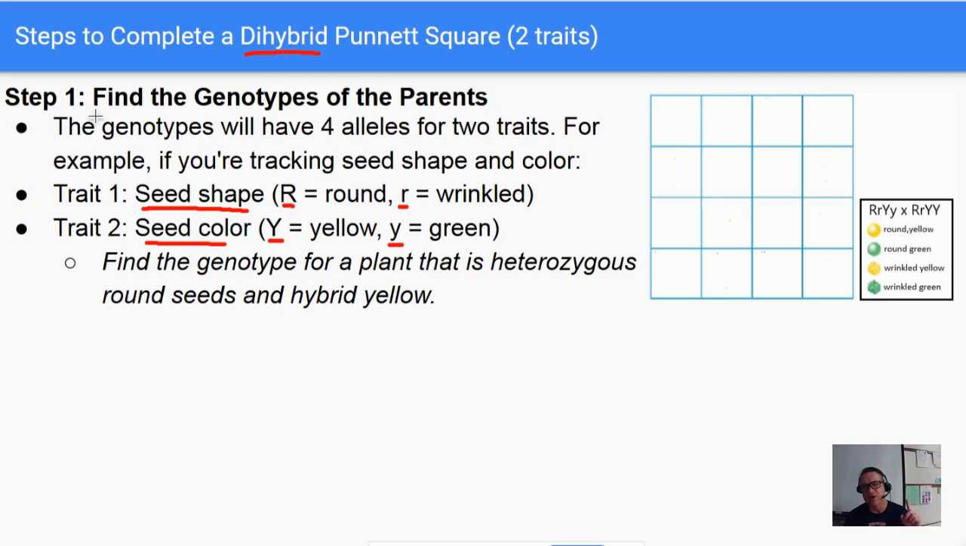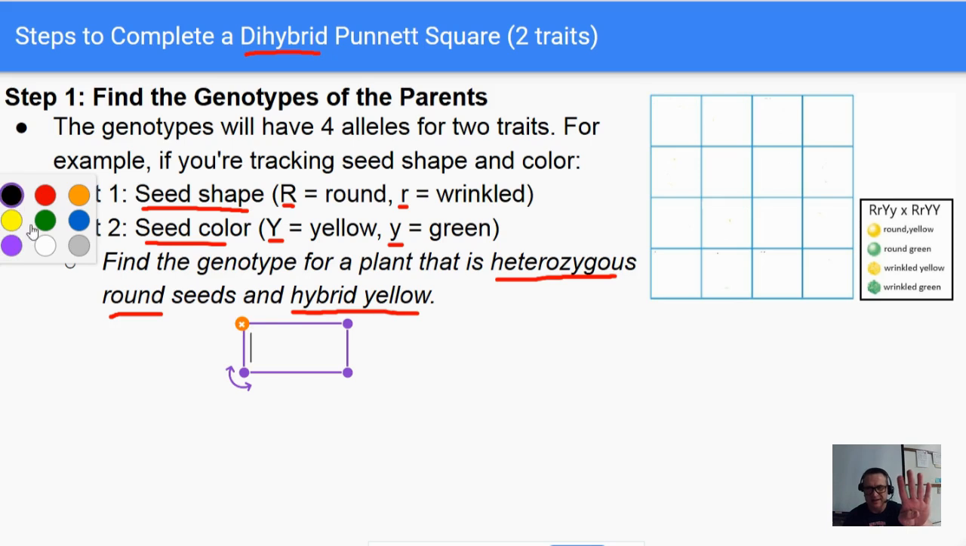All right, so step number 1 is always find the genotype of the parents. So right here it says find the genotype for a plant that is heterozygous round and hybrid yellow. If you know what heterozygous and hybrid mean, this is no problem. So remember, there are going to be 4 alleles in our genotype now: 2 for the seed shape, round or wrinkled, and 2 alleles for seed color, yellow or green.